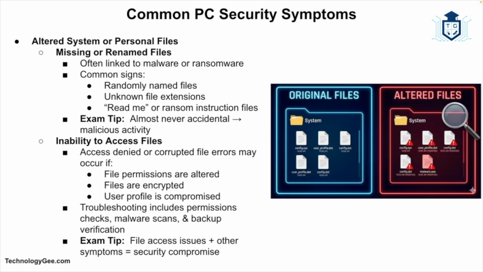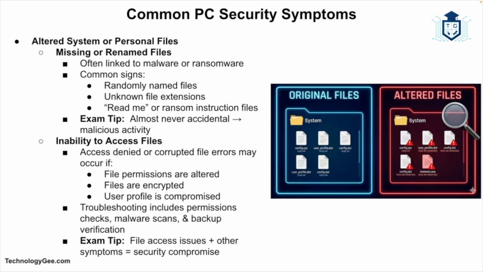All right, next we have altered system or personal files. Few things alarm users more than missing or altered files, and for good reason. This symptom often indicates a serious security problem. So when it comes to missing or renamed files, when files suddenly disappear or have strange names or extensions, you should immediately think of malware or ransomware.